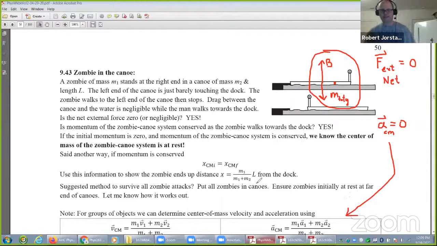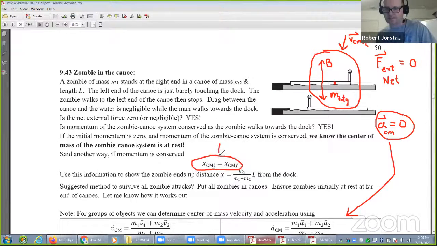Now, to relate this to these pictures, let me put it this way. We're going to assume that the acceleration of the center of mass is 0. In this particular problem, the velocity of the center of mass is initially 0. So if the velocity of this object is initially 0 and its acceleration is 0, that means the center of mass position should stay put. If it's not accelerating and not moving, the initial position equals the final position.